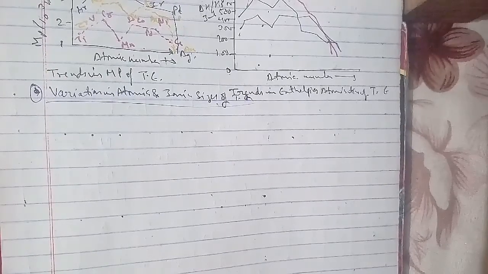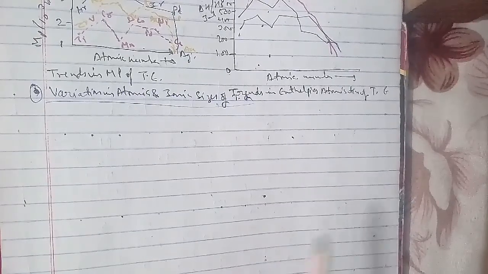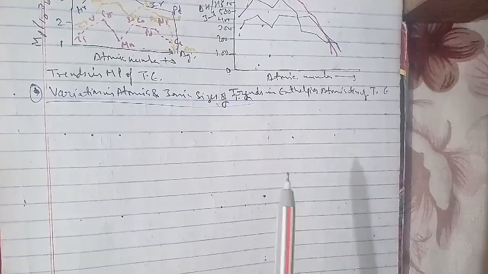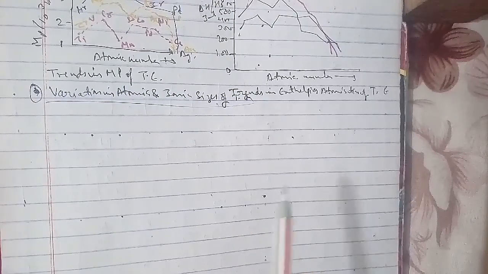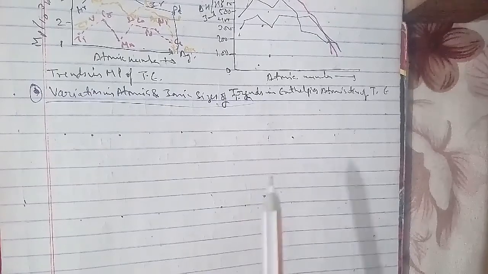Then, the metallic radii and atomic mass: the metallic radius decreases and the density increases. The factor responsible for the lanthanoid contraction is somewhat similar to that observed in an ordinary transition series, and is attributed to a similar cause, that is the imperfect shielding of one electron by another in the same set of orbitals.